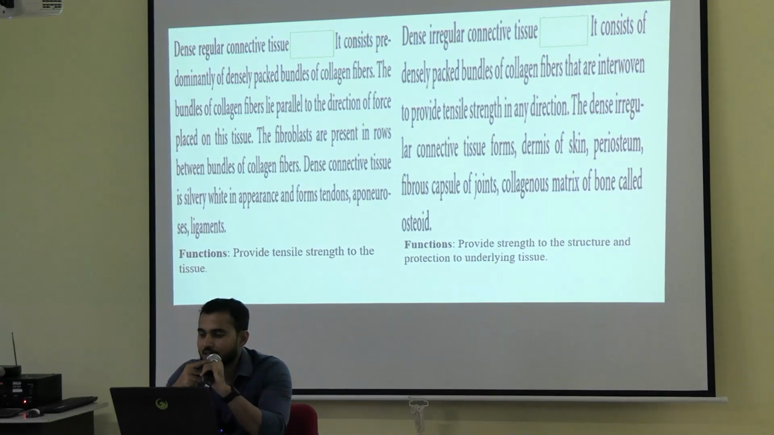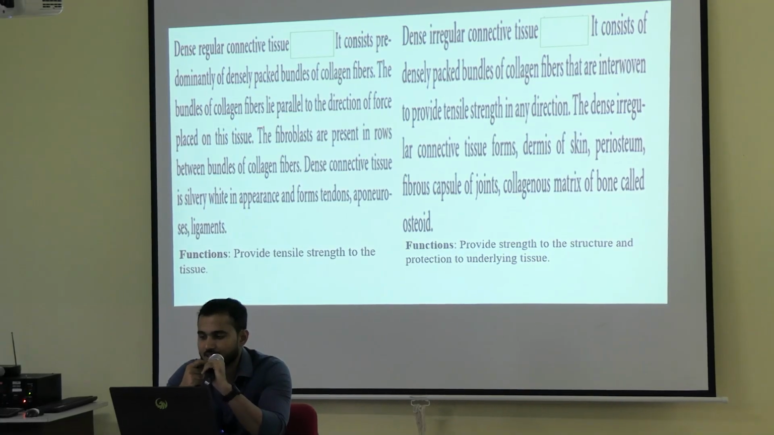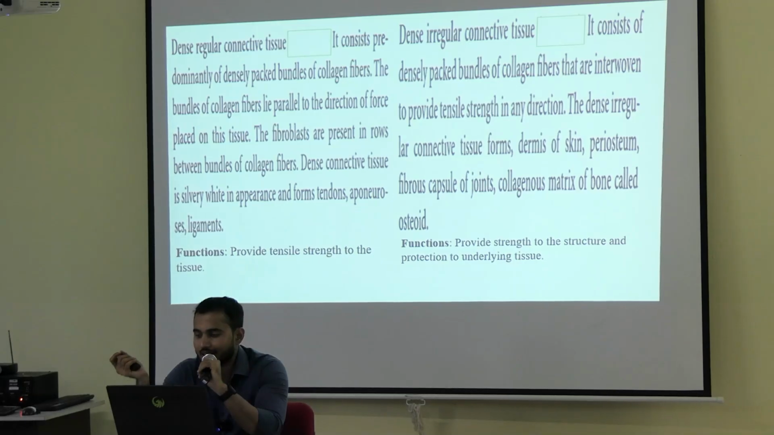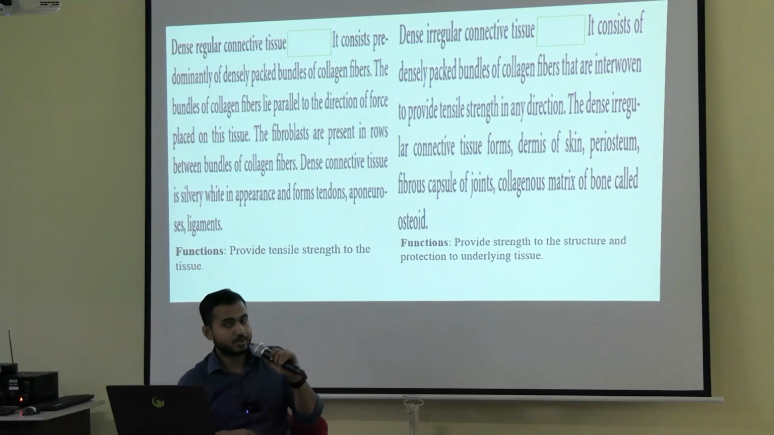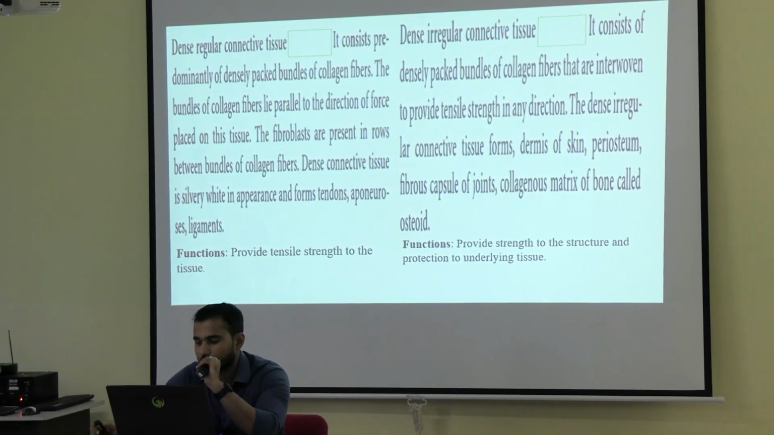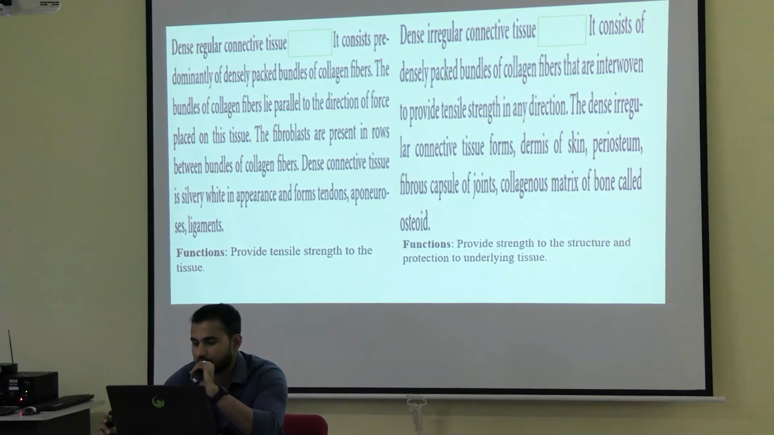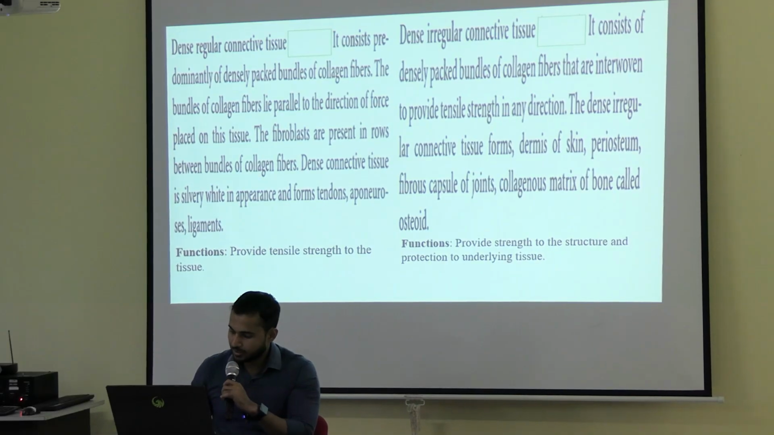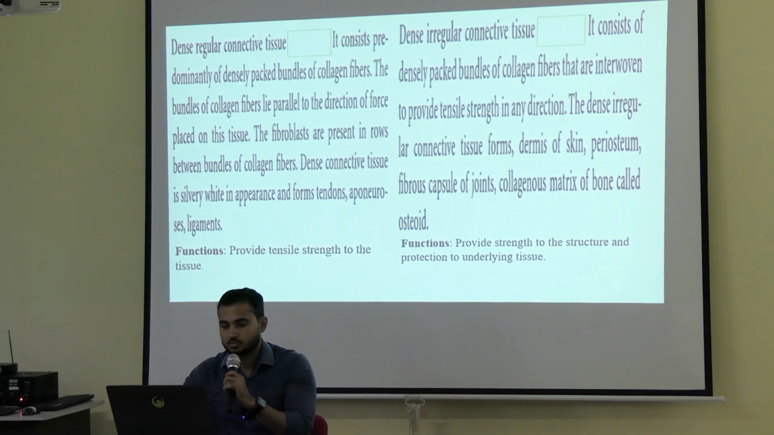Now, in dense irregular connective tissue, the collagen fibers are interwoven to provide tensile strength, but they are irregularly arranged. What are the examples? Skin, periosteum. These are the areas where it is present. What is the function? Provide strength and protection to the underlying tissue. That is the function of dense irregular connective tissue. So in both dense regular and irregular, you have to mention the property and then the example also.